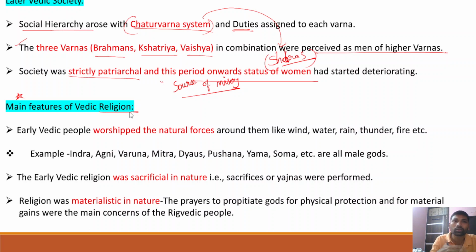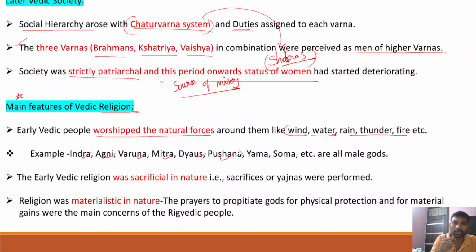The people in the Vedic religion worshipped natural forces. So, what are the natural forces? Natural forces like wind, water, rain, and thunder. In fact, they gave different names to these natural forces. The names are Indra, Agni, Varuna, Mitra, Dyaus, Pushan.